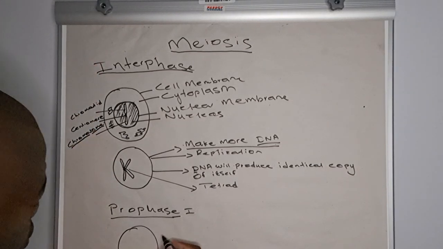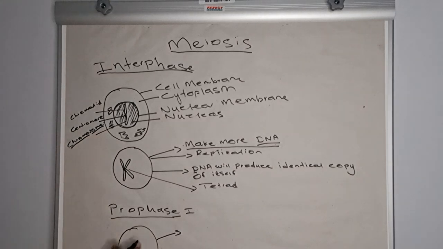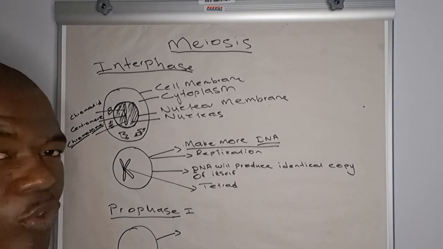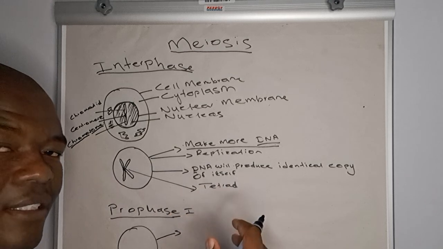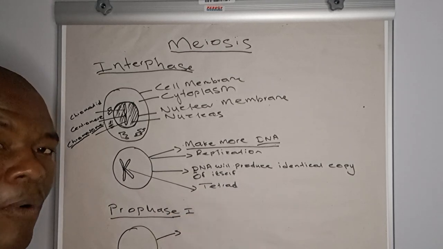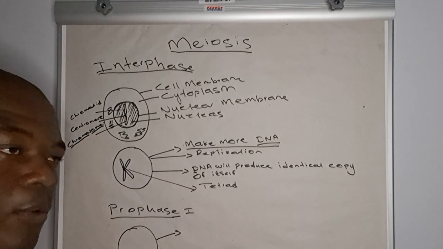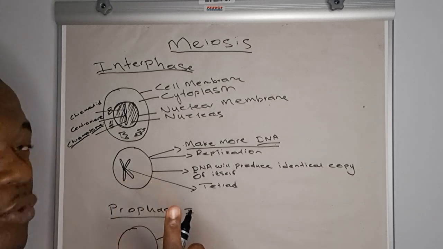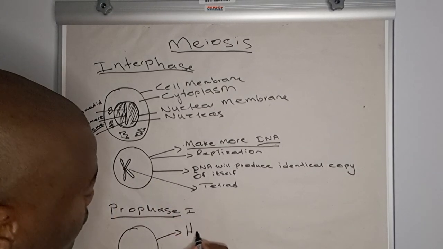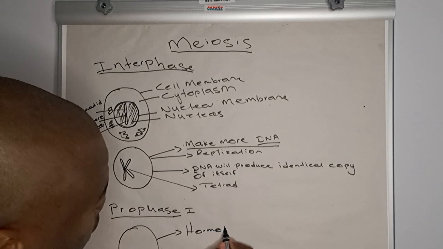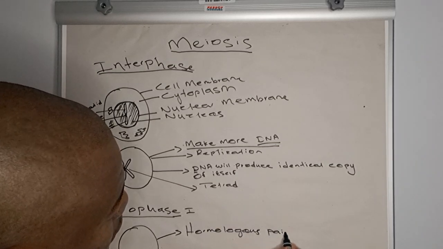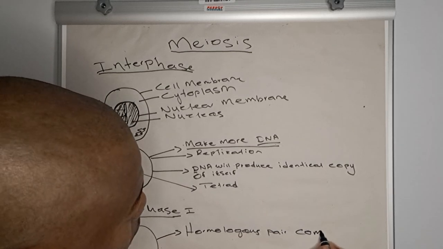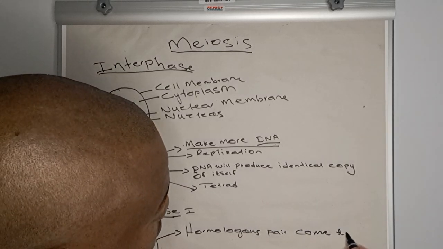Now, what is the rule? First thing that you must remember about prophase one, homologous pairs come together. One tetrad from the mother, one tetrad from the father, they will come together. First thing that you should remember. Homologous pairs come together.